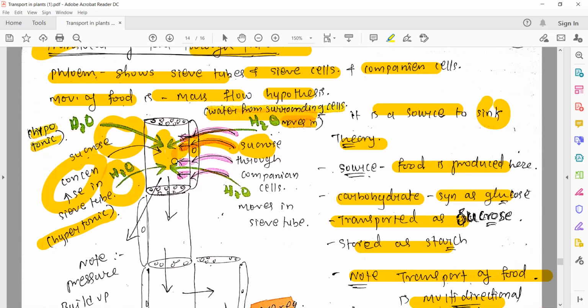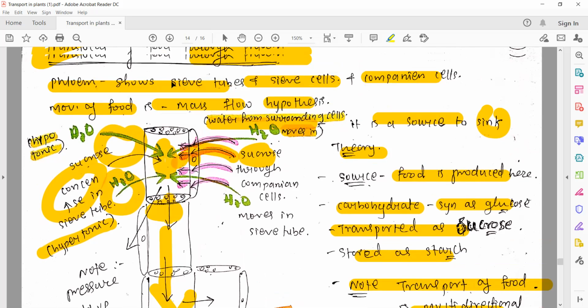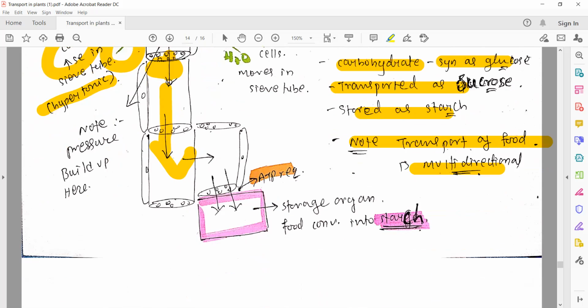Now because of this pressure, things will be moving from the high pressure to the low pressure area. Just below that there can be another sieve tube present, so things will start moving downside. Suppose there is a sieve tube on the upper side, so things will move to the upper side into the low concentrated area. Understood? So this is how things move from high concentration to low concentration. Suppose it has to move side by side also, so it will enter side by side also.